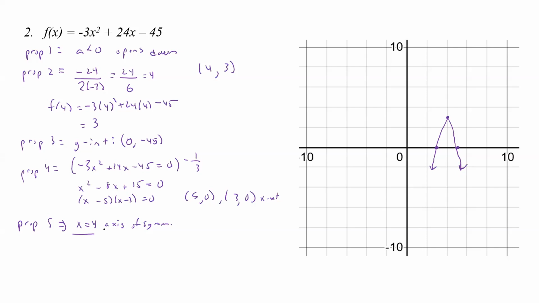And the only last thing is that axis of symmetry. And that's just this dotted line right through our vertex all the way through, okay?